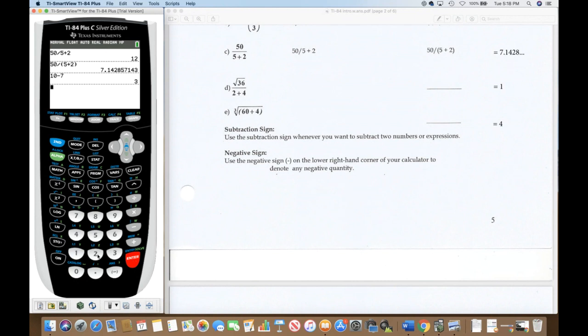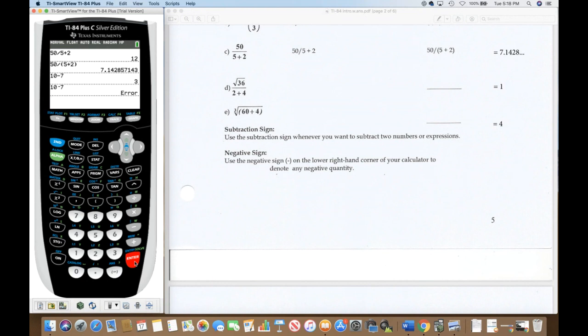Now I'm going to do it the wrong way. 10, negative 7, and the negative sign is underneath the 3 at the bottom of the keyboard. I'm going to hit enter, and I got an error message. You can clear the error message by hitting enter or clear. So I'll go ahead and hit enter, and there it is.